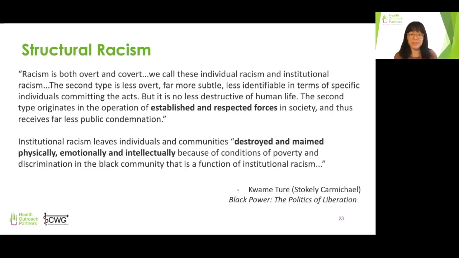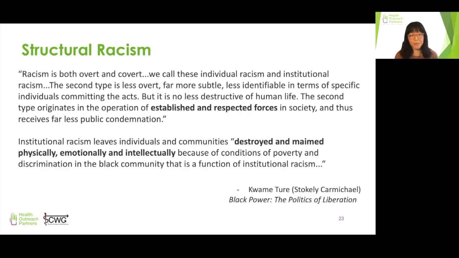So let me read it out to you. I will try to read it slowly because we do have interpretation going on. So with structural racism, racism is both overt and covert. We call these individual racism and institutional racism. The second type is less overt, far more subtle, less identifiable in terms of specific individuals committing the acts, but it's no less destructive of human life.